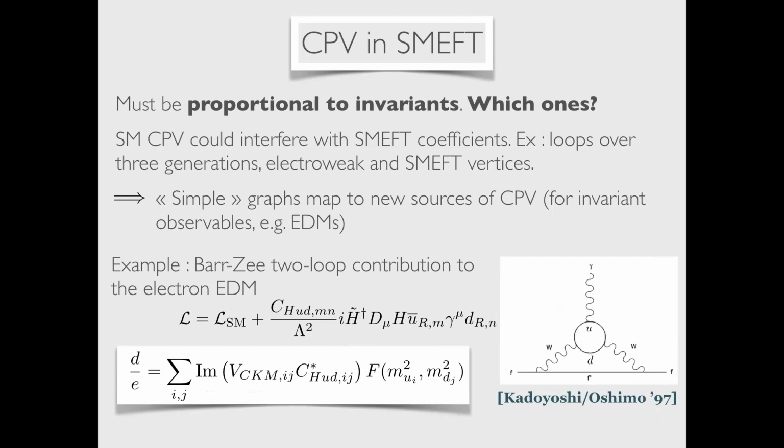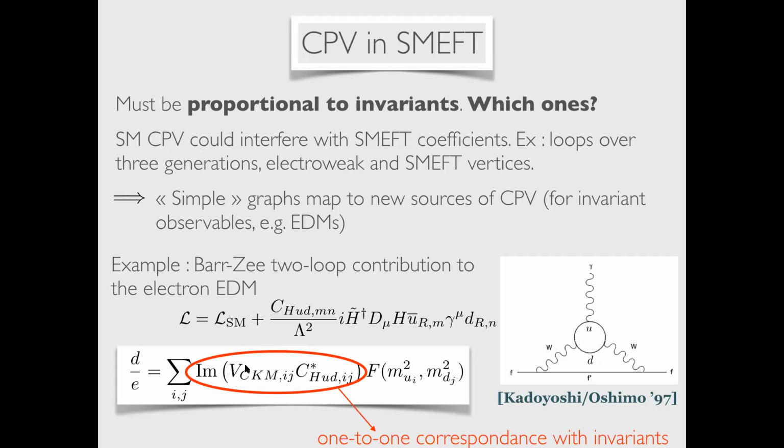For instance, if you take this kind of loop where I have two W contributions, a similar bar Z kind of diagram, you also get an expression which has this form. Again, this is a complicated function of the masses that I'm not plotting, but I'm just emphasizing that the part that depends on the SMEFT coefficients, although it has some non-trivial interplay with the CKM matrix, is also in one-to-one correspondence with these invariants we built. Okay.